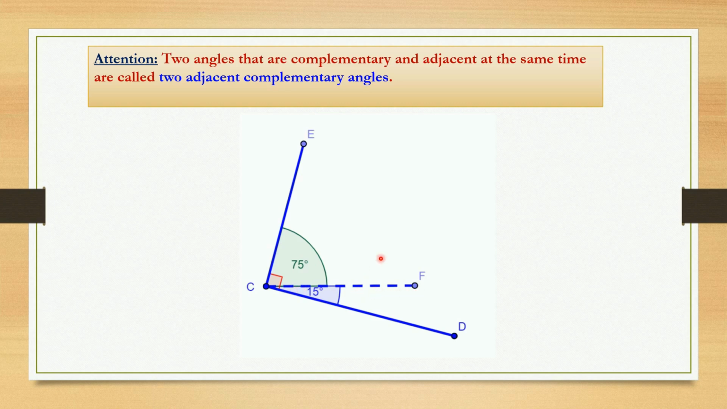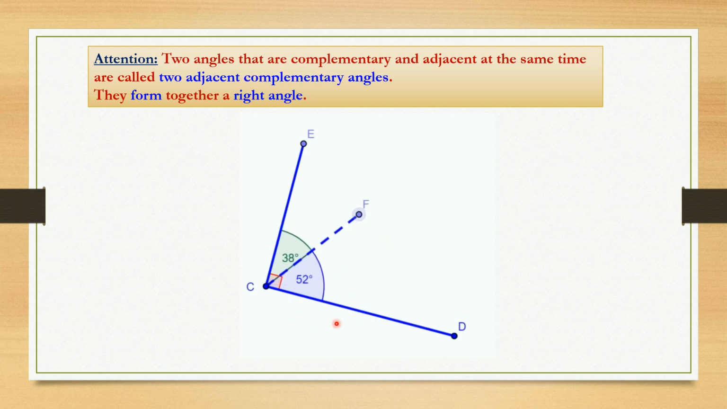And if you notice also, they form together a right angle. So two adjacent complementary angles form together a right angle. Let's see more examples. Let's move the common side CF. If I change the measure of both these two angles, their sum will always remain 90 degrees.